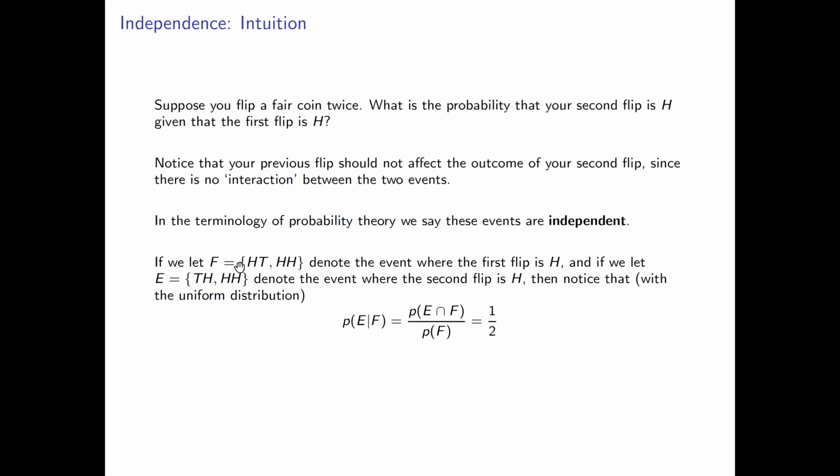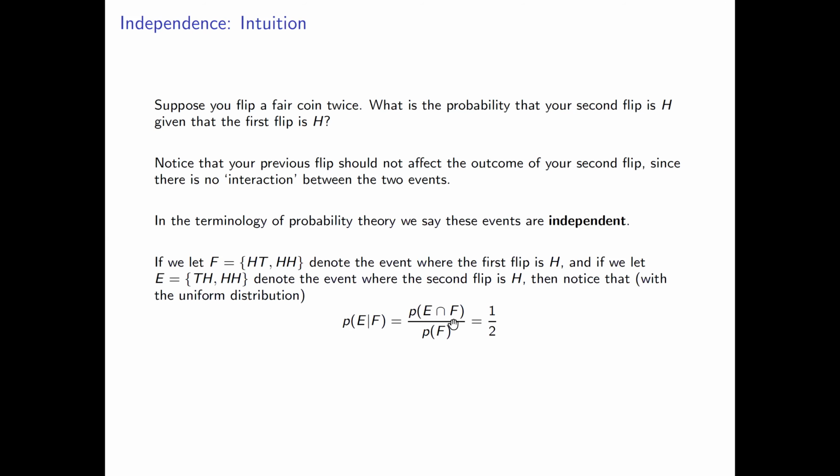So let's set it up with events. Let's suppose F is the event where the first flip is heads, meaning there's 2 choices: I could either do heads, tails, or heads, heads. And then we're going to let E denote the event where the second flip is heads, meaning E contains the elements tails, heads, and heads, heads. If we use the uniform distribution, let's calculate the probability of E given F, which is what I was asking originally.